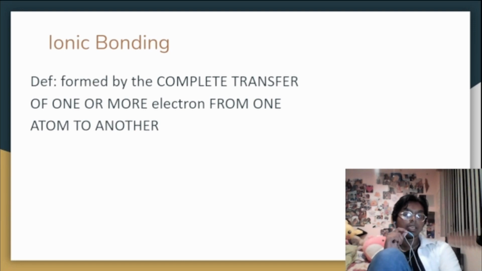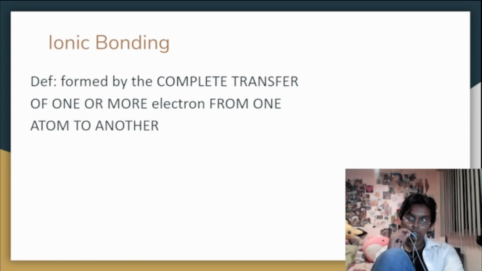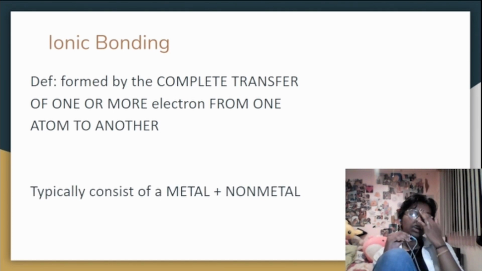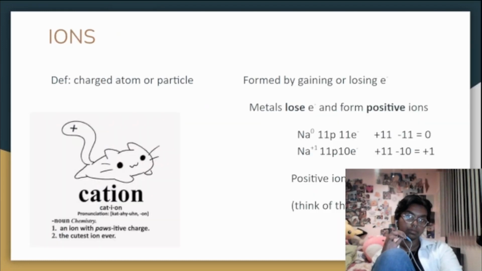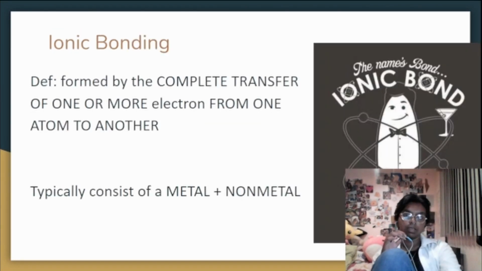Okay. So ionic bonding is formed by the complete transfer of one or more electrons. There should be an S there. One or more electrons from one atom to another. Ionic bonds are formed when an atom completely transfers electrons from one atom to another, and these are usually metal and non-metal.